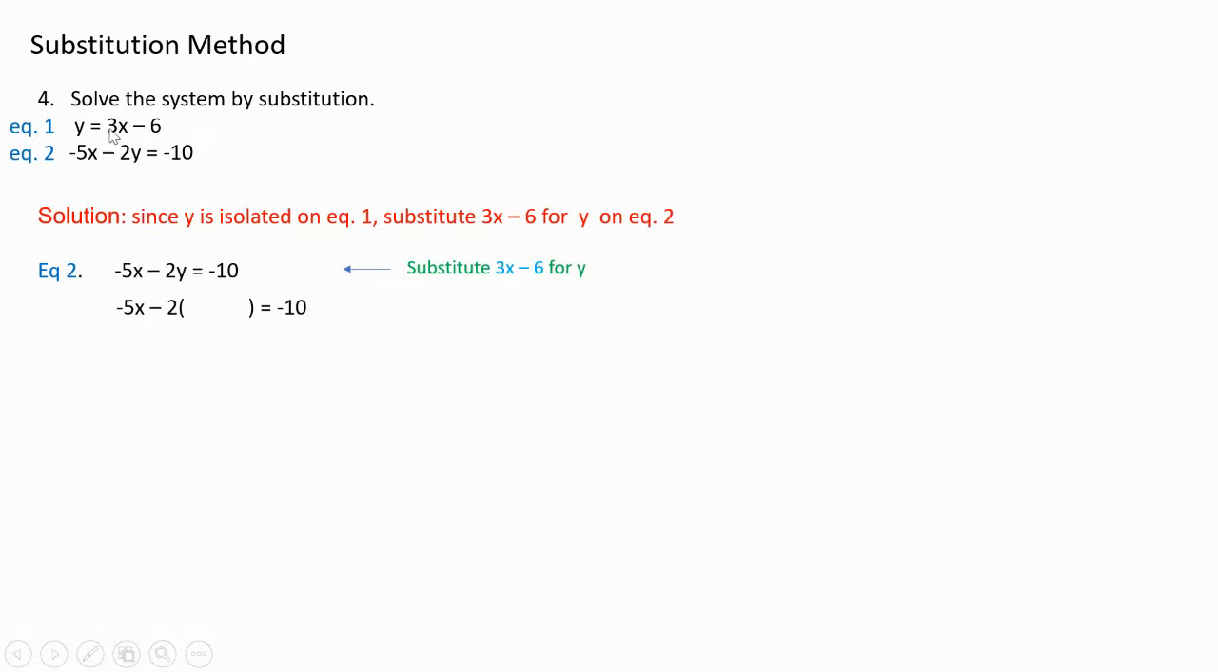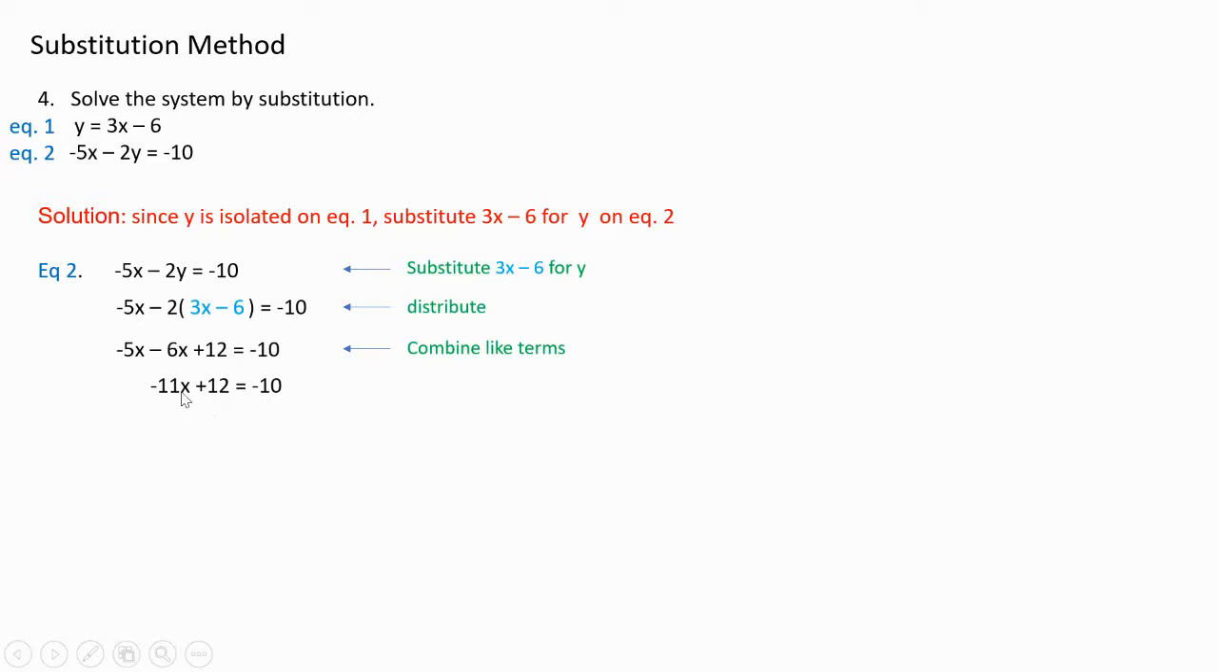Okay, right? This is my y, 3x minus 6. So I'm going to plug in 3x minus 6 right here for the y value. Then I'm going to distribute. So negative 2 times 3x will give us negative 6x, and negative 2 times negative 6 will give us positive 12. Okay. Now I'm going to combine the like terms. Negative 5x minus 6x, right? Combine like terms will give us negative 11x plus 12 equals negative 10.